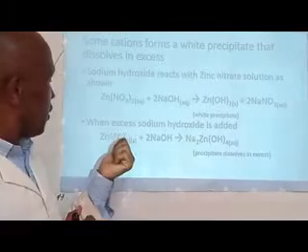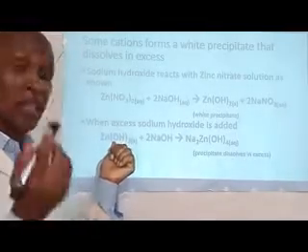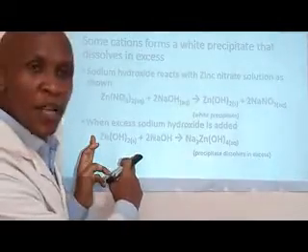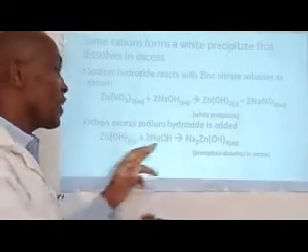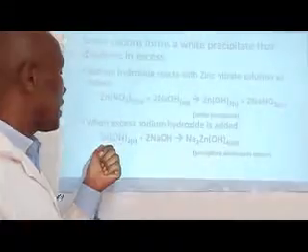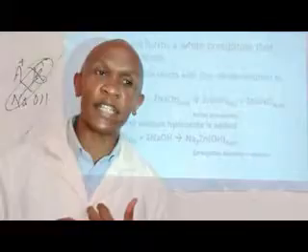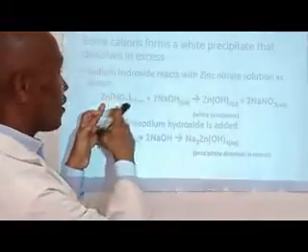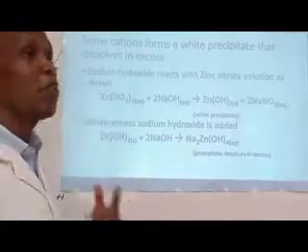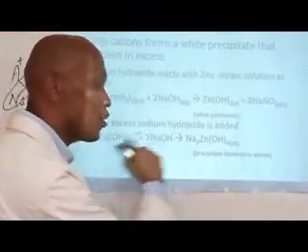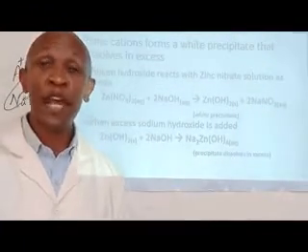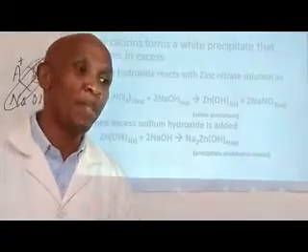Now, if the salt contains some zinc ions, then you add sodium hydroxide. What does it form? It forms zinc hydroxide. But zinc hydroxide reacts with sodium hydroxide. Why does it do that? Because zinc hydroxide has both acidic and basic character. It reacts with acids, as we discovered at the beginning, because they are bases. But now it is also reacting with a base. It's both acidic and basic in character.